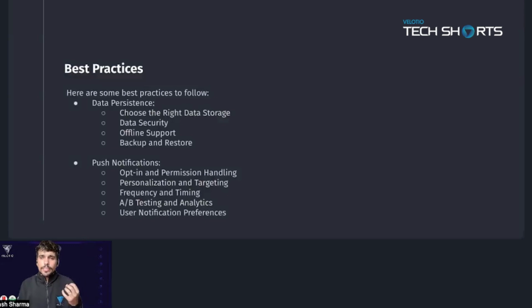After looking into how we can implement data persistence and push notifications, it's really important to understand the best practices to follow while implementing them. First, for data persistence, it's really important to choose the right data storage. It's also important to take care of data security and to provide offline support. Finally, it's also important to streamline the process for backing up and restoring this data for the user.